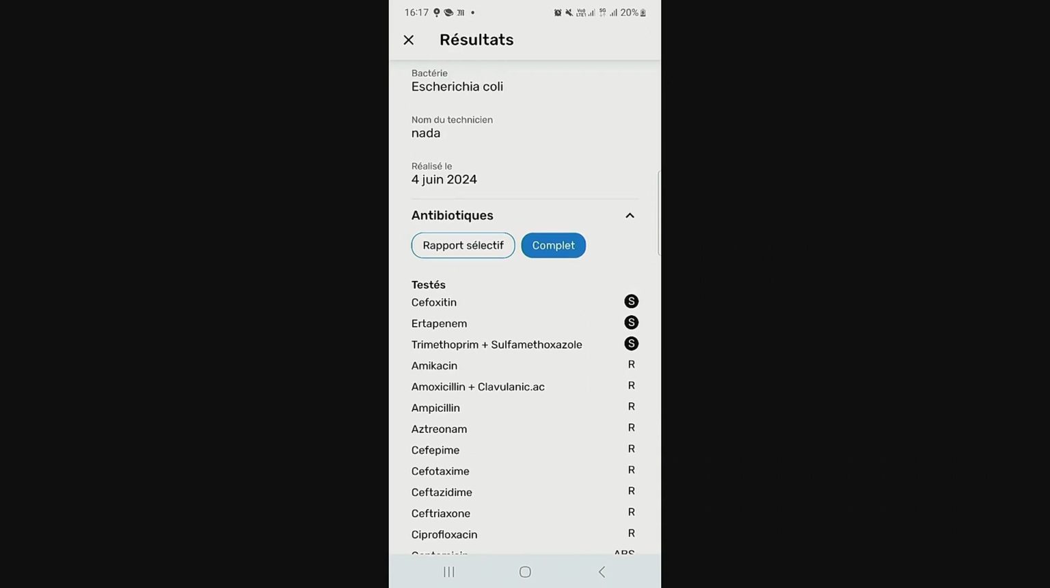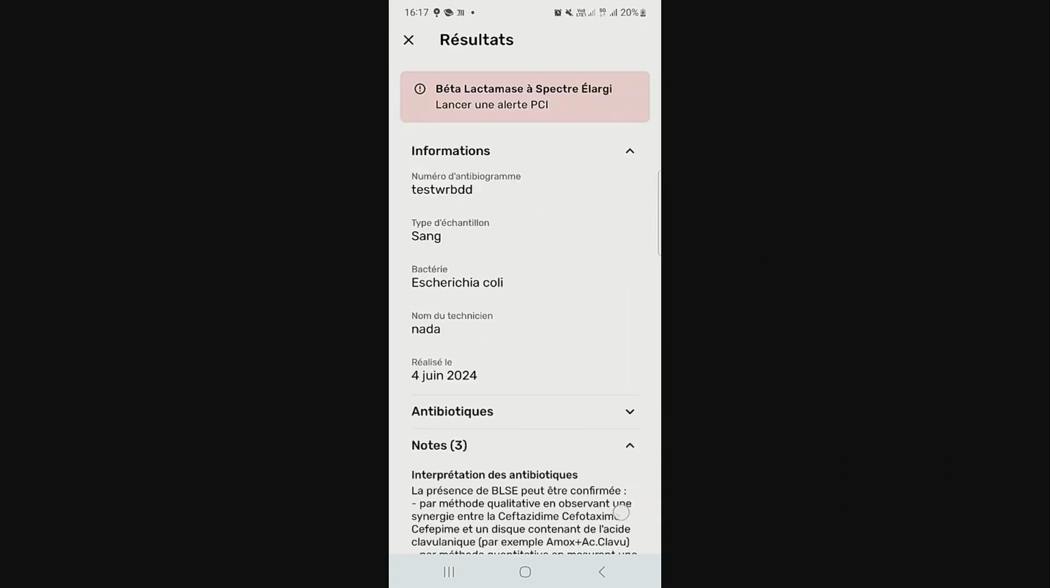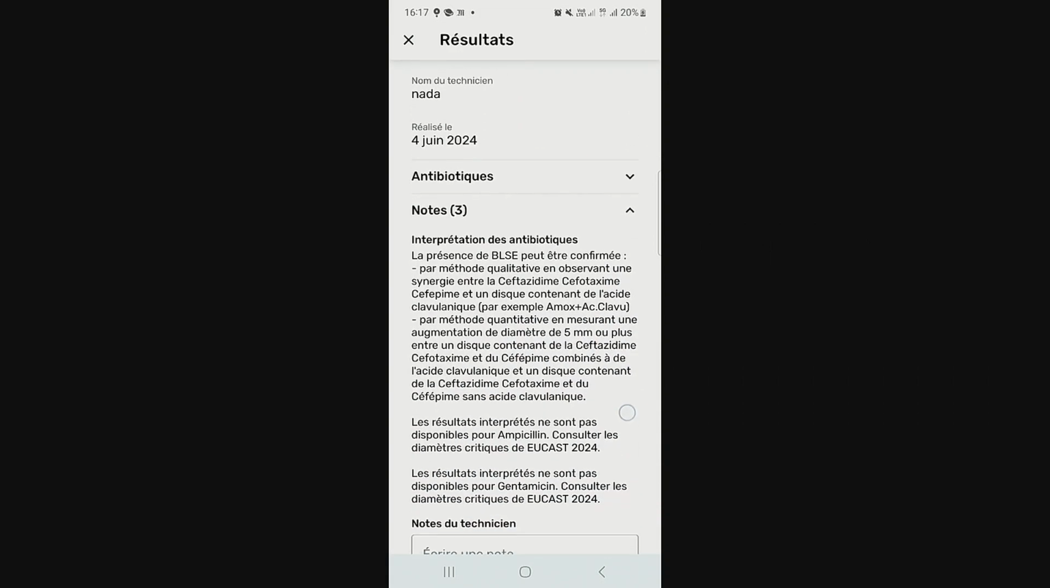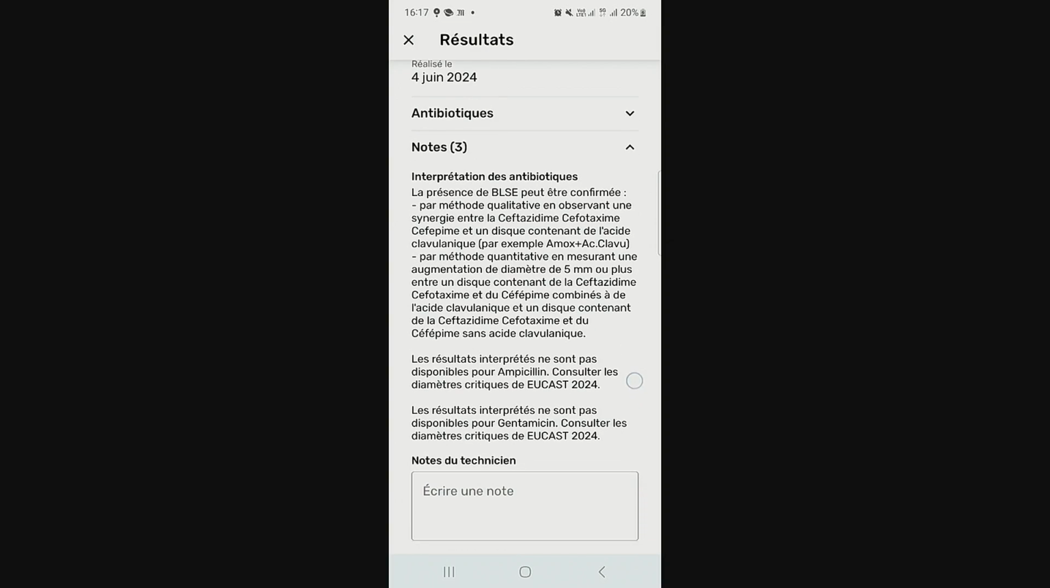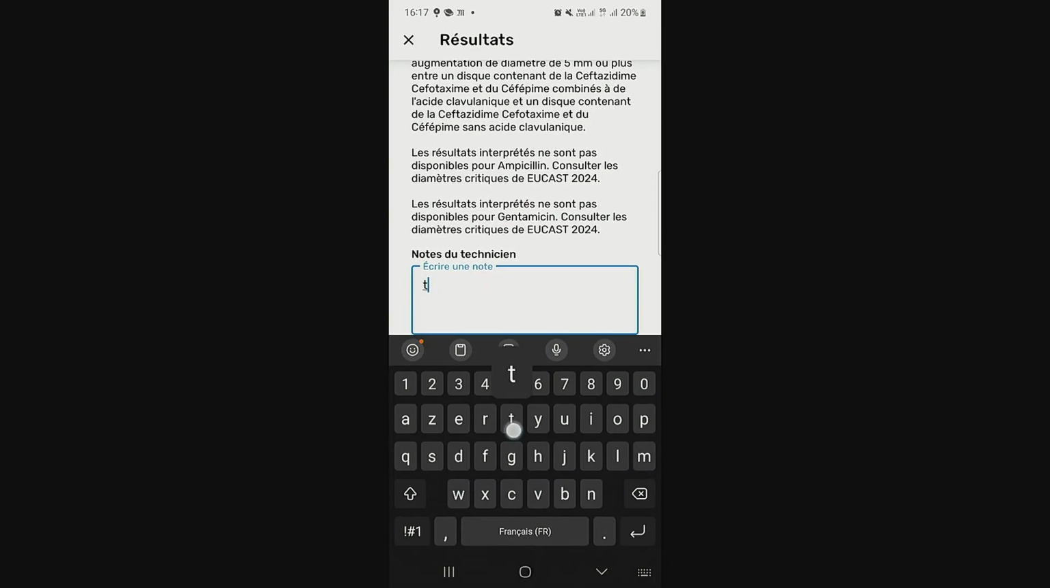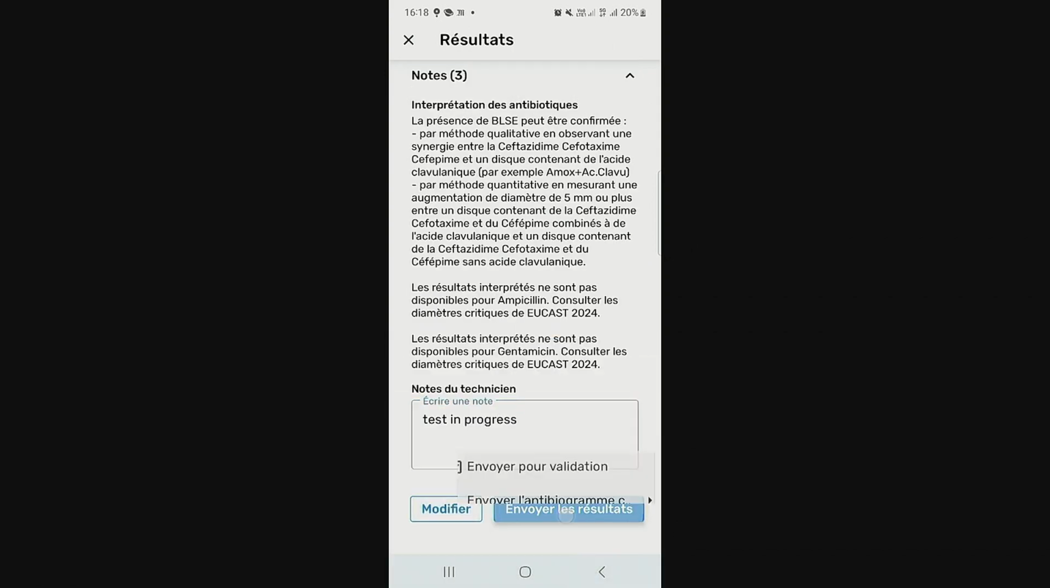Finally, and it's very important because you will have some comments for the laboratory technician. Here you have notes about the type of resistance, but also about the ampicillin and the gentamicin results. They were not interpreted by Antibiogo because the dosing of those antibiotics are more CLSI rather than UCAST, whereas here we are testing the UCAST version.